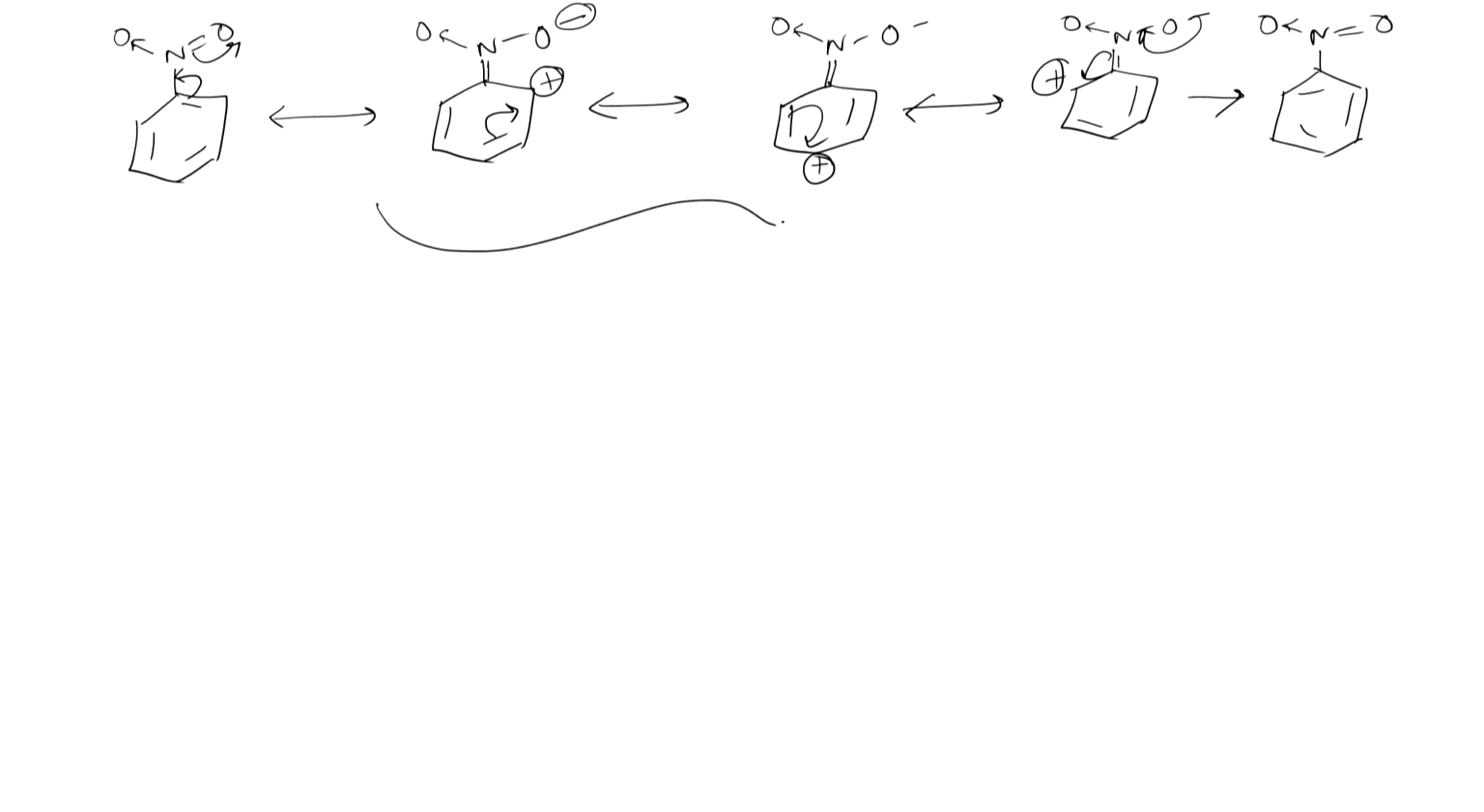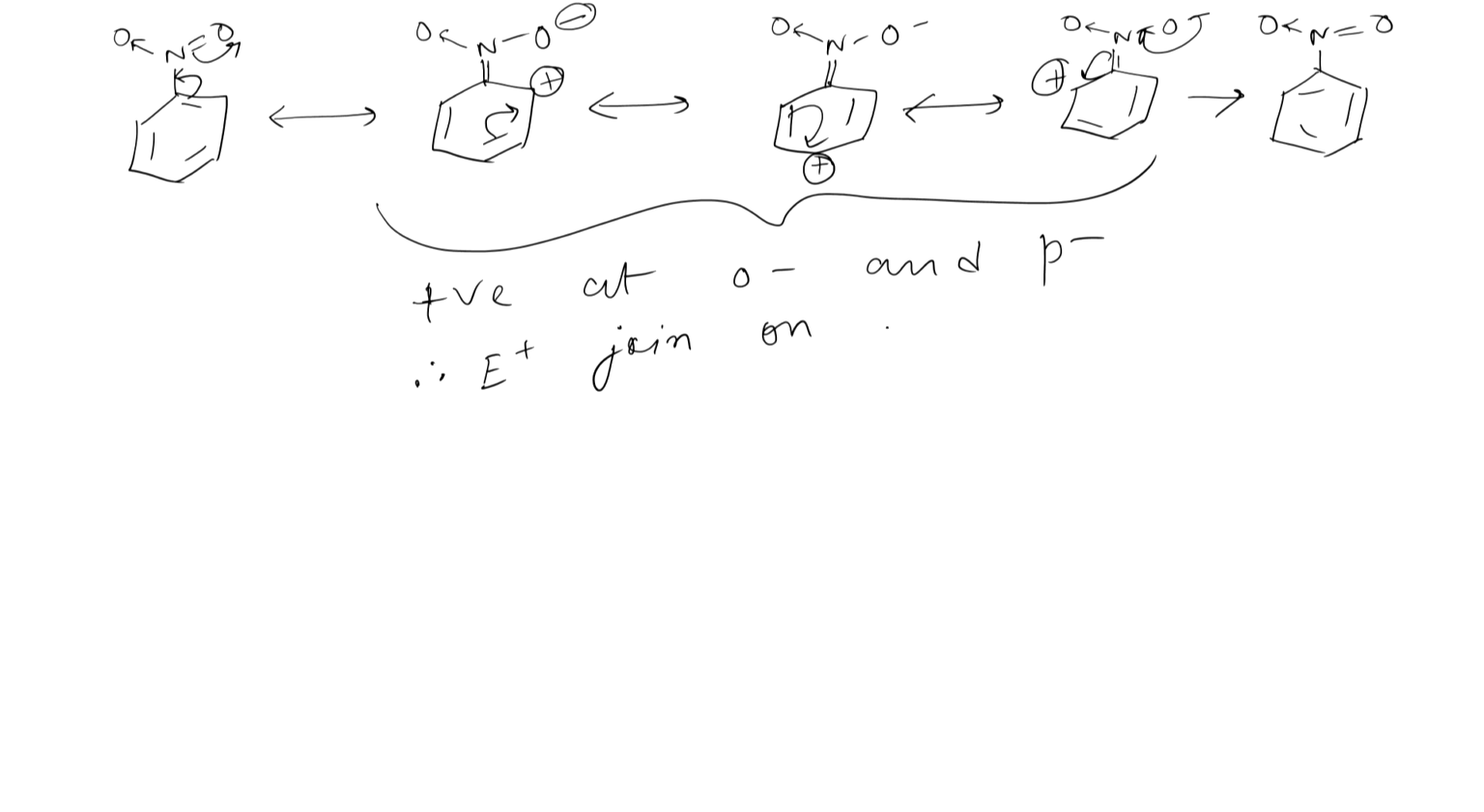So, here see, the positive charge is introduced at ortho and para. Therefore, electron density of ortho and para have decreased so much that electrophiles cannot act here now, because in a position where positive charge is already there, electrophiles cannot react there. Therefore, electrophiles join on meta position. Okay. So, these are the meta directing group.